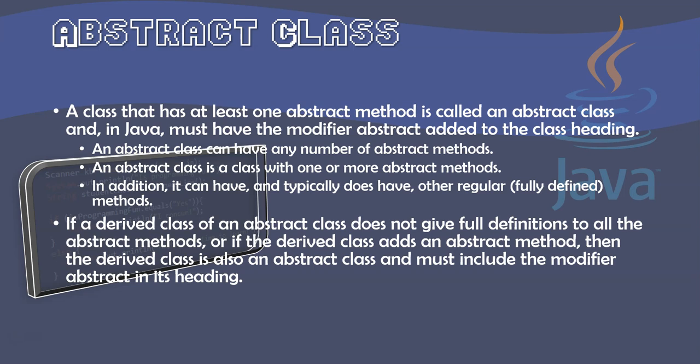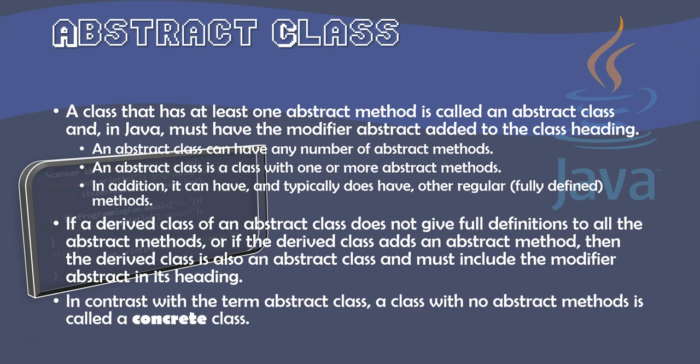That's a good way to start using some of that, where you can have not just your base class, but your derived classes have abstract methods too, because those derived classes may also be abstract for the methods or the classes that follow them. Now, in contrast with the term abstract class, a class with no abstract methods, so the ones we're very familiar with, are what are known as concrete classes.